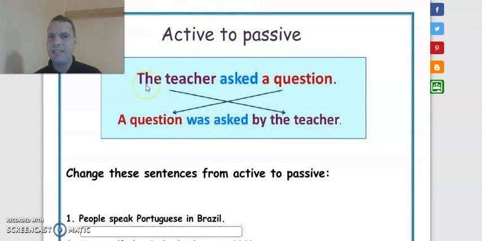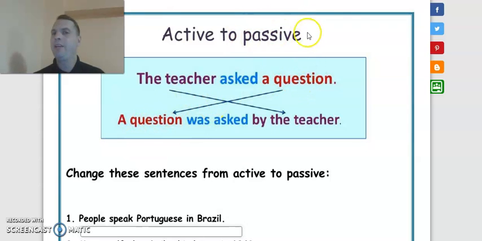Remember, the active voice: the teacher asked a question. The active voice we use when we know what the subject is. So here it is the teacher. The teacher, subject, asked a question. Okay, so this was the verb to ask. The teacher, subject, asked, verb, a question.